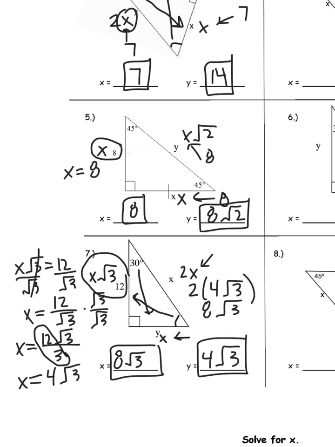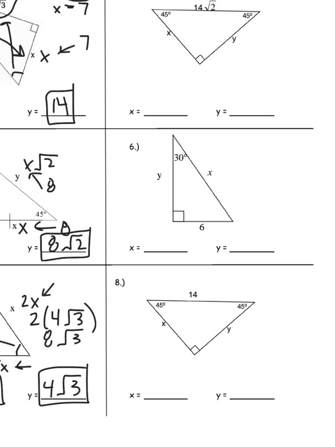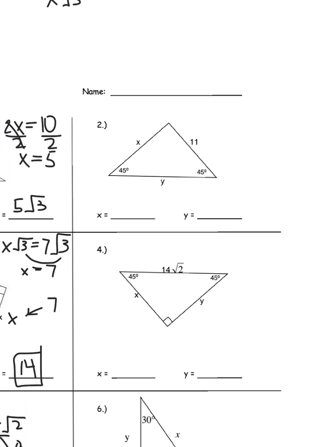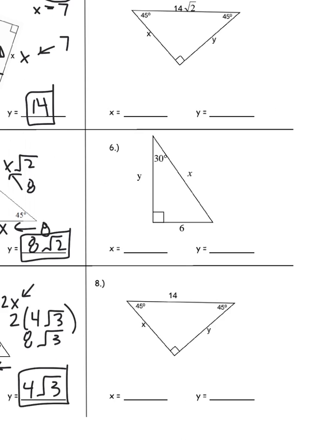Over here on the right-hand side, you've got some more practice with this. So just recognize first which kind of triangle you are working with, label your sides, and then figure out which side has an actual number so you can solve for your x value.